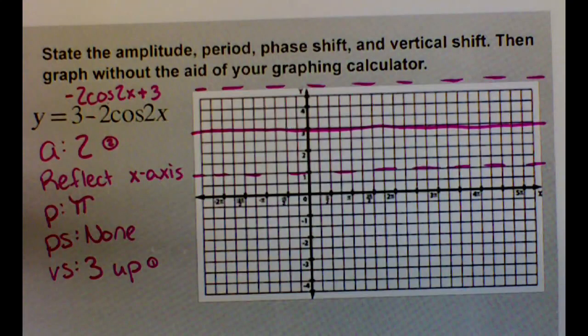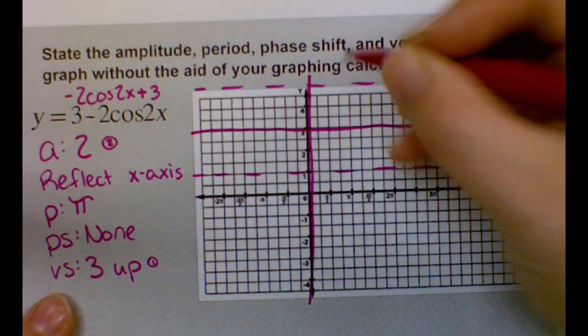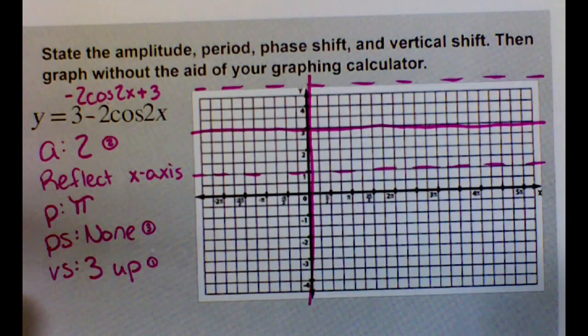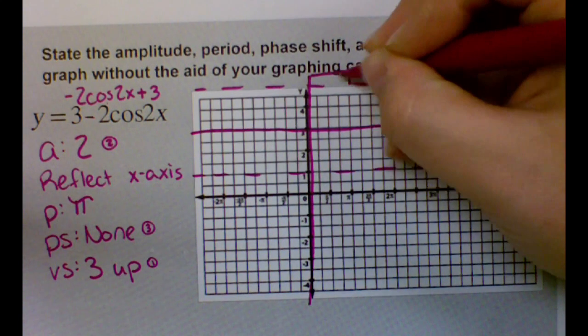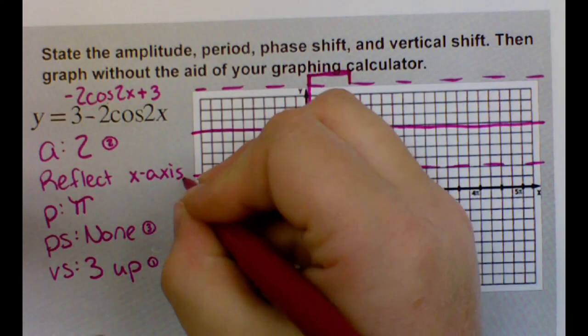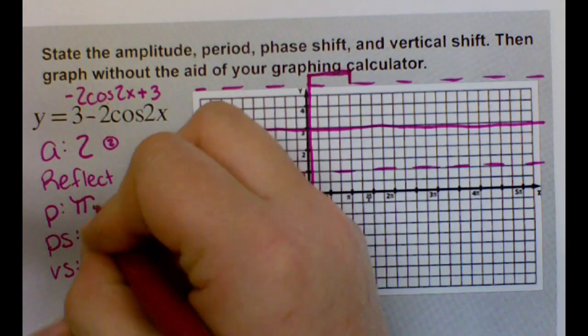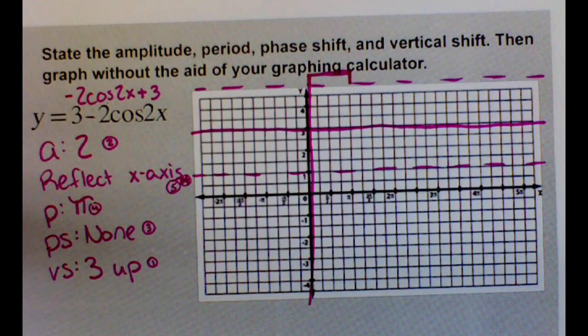Then I worry about a phase shift. No phase shift means that the y-axis is still my starting spot. And then the period. The period is pi, which means from 0 to pi, I'm going to get 1 full period of my graph. So there's 4. Oh, 4. The reflection is the last thing I deal with. It's step 5. I just draw that in as I graph.